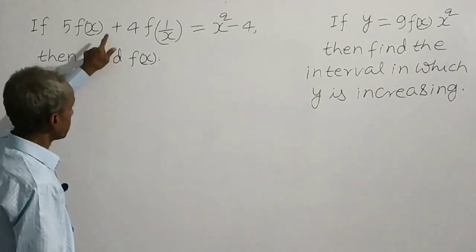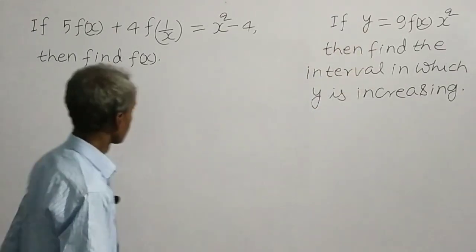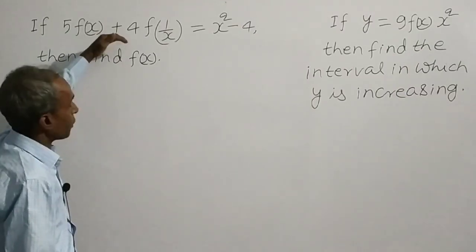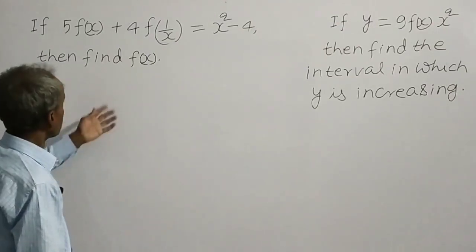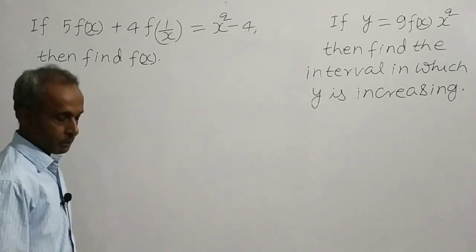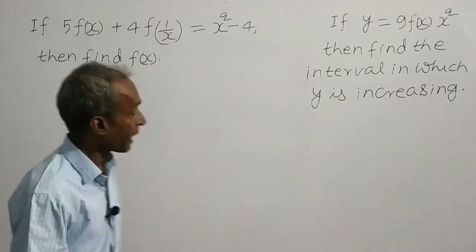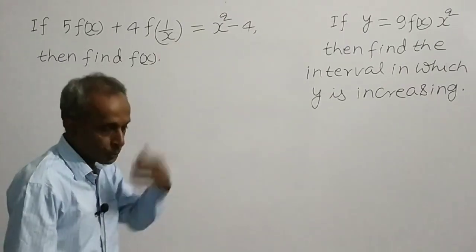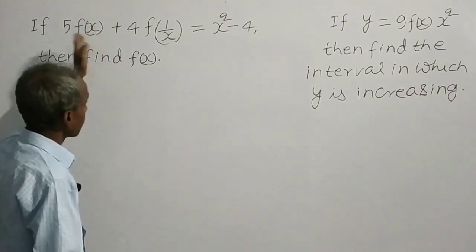First, we will solve this problem and find f(x), then we will solve the second problem. To solve this problem, we put 1/x in place of x. Many students had this confusion: this condition is satisfied for x, not for 1/x. Then why do we put 1/x in place of x?